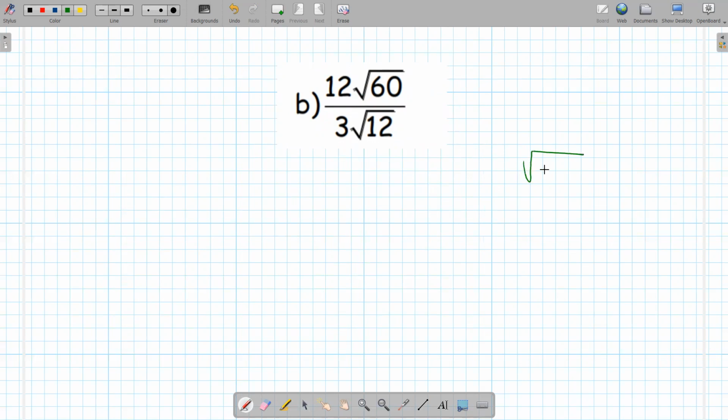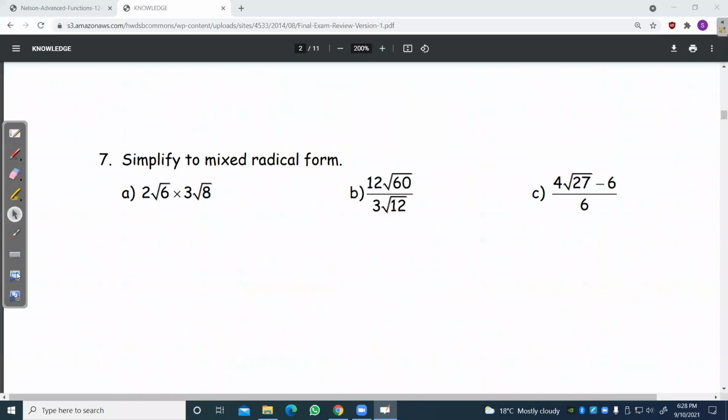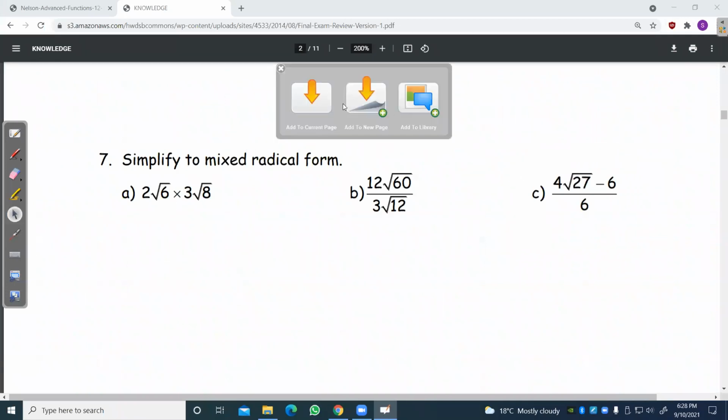So when you just divide 12 by 3, can you do that? Yeah, this one you could. That's going to become 4 root 60 over root 12, right? And then you can do 60 over 12 as well. So it's going to become 4 root 5. That's the final answer. Okay, this one was very easy though. This next one is going to be a little bit more difficult.